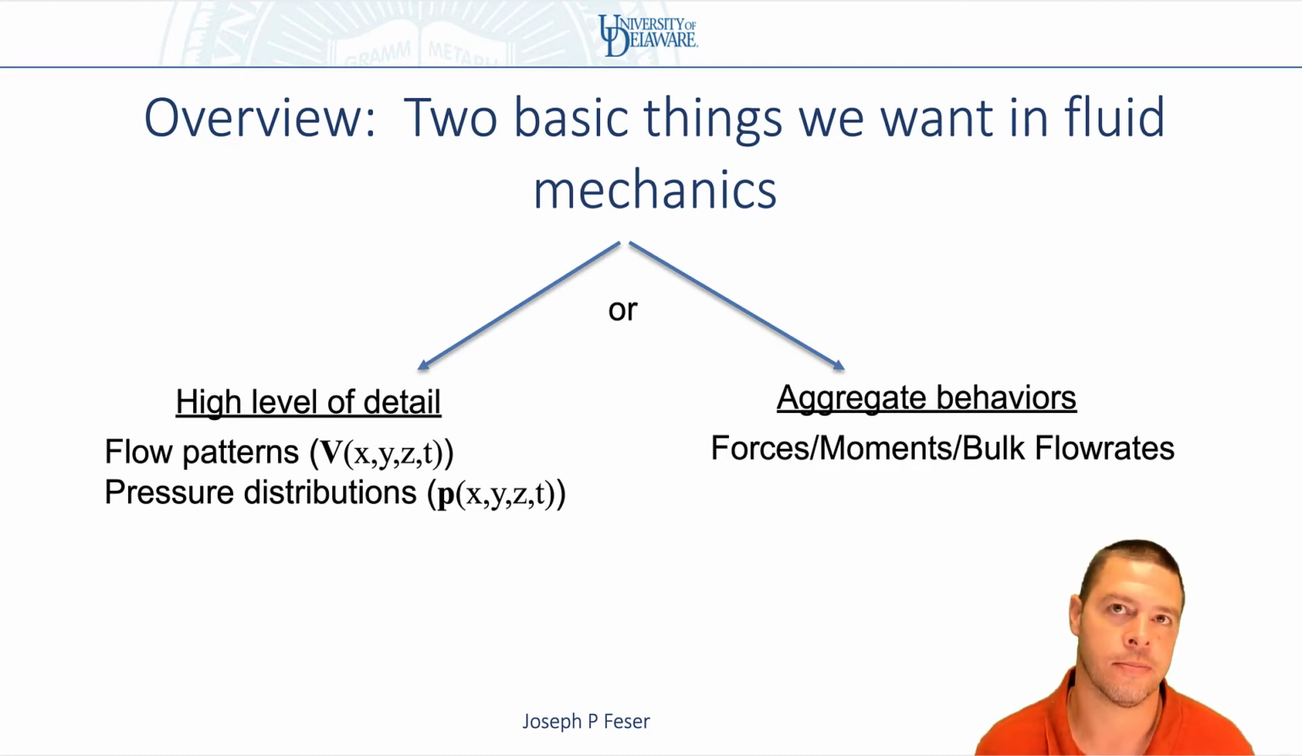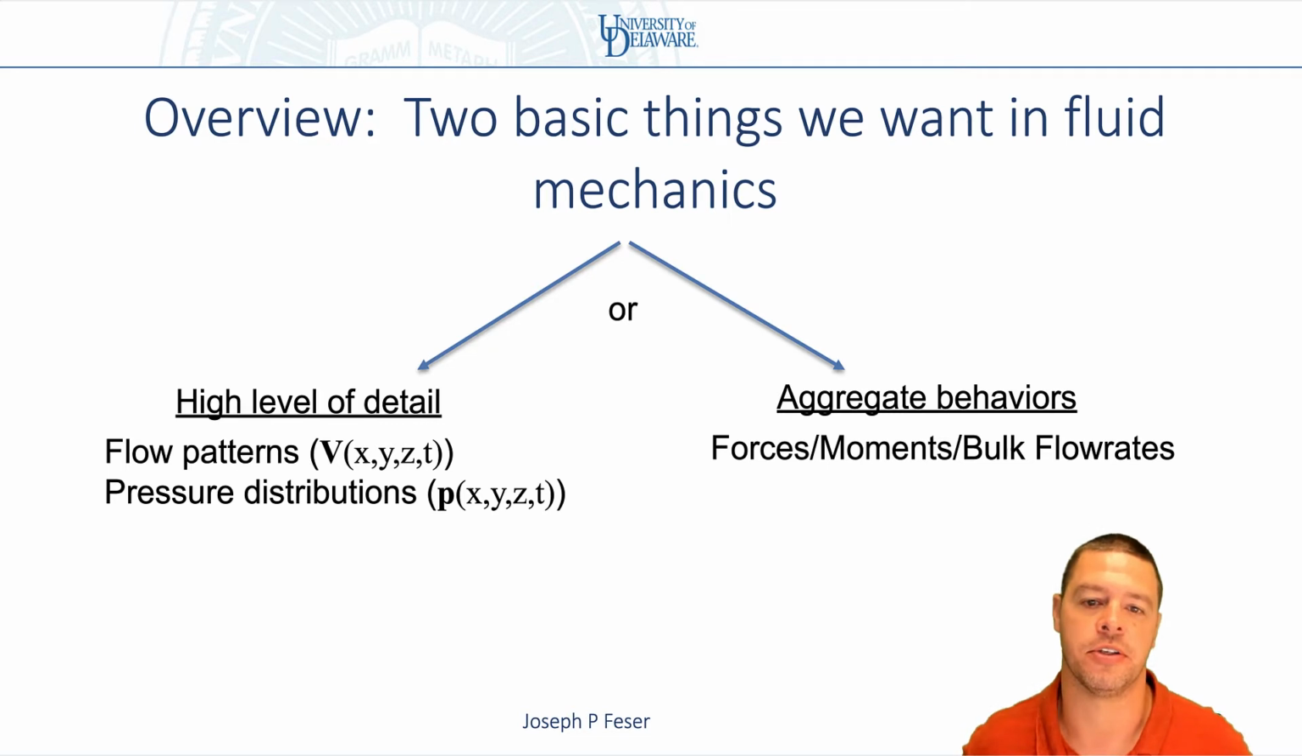If we have some fluid flow, we're either looking for a high level of detail, like I want to know the velocity patterns or the pressure distribution within a system, and maybe even how it evolves over time, if it's a transient flow or a turbulent flow. So in some situations, we really want to know everything about a flow pattern, which requires a lot of detail. But in other cases, since we're engineers, we're often only interested in some aggregate behaviors of a system, things that we need to design against.